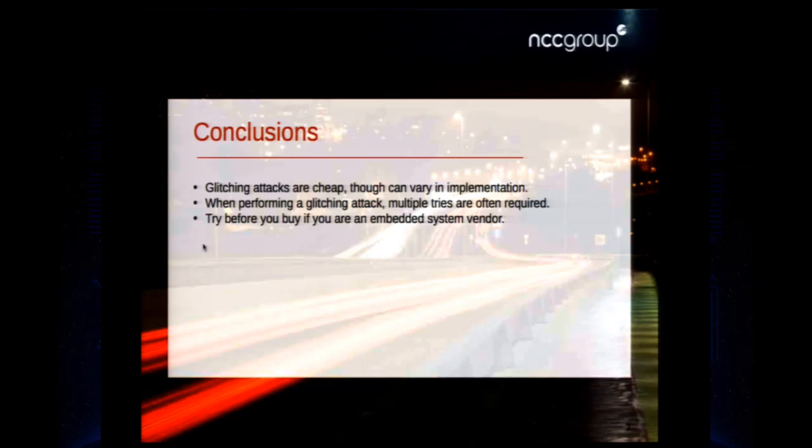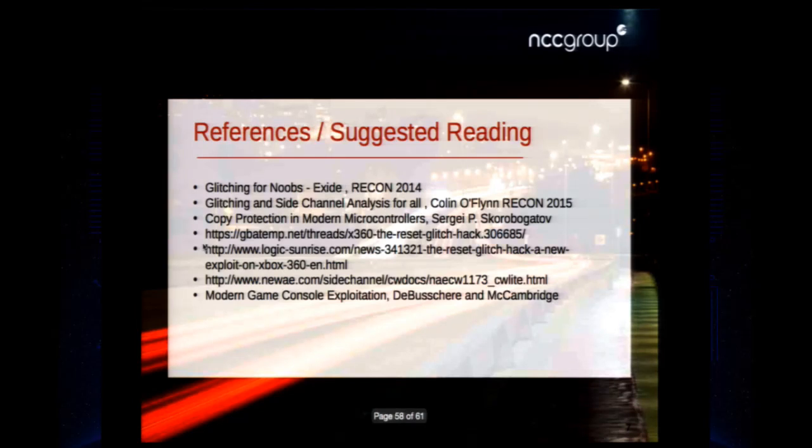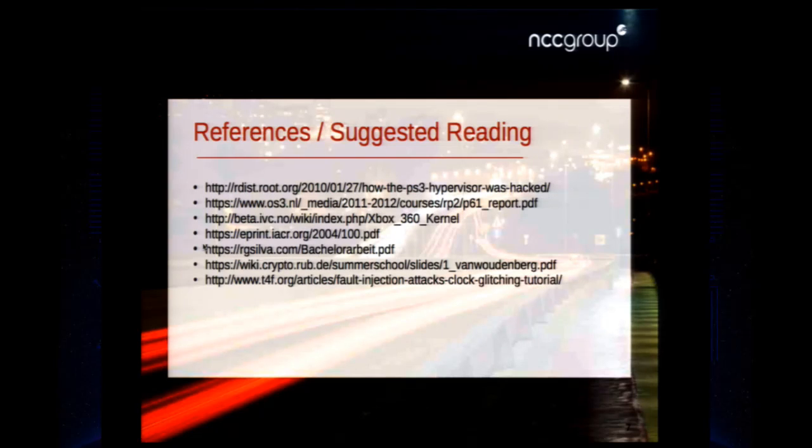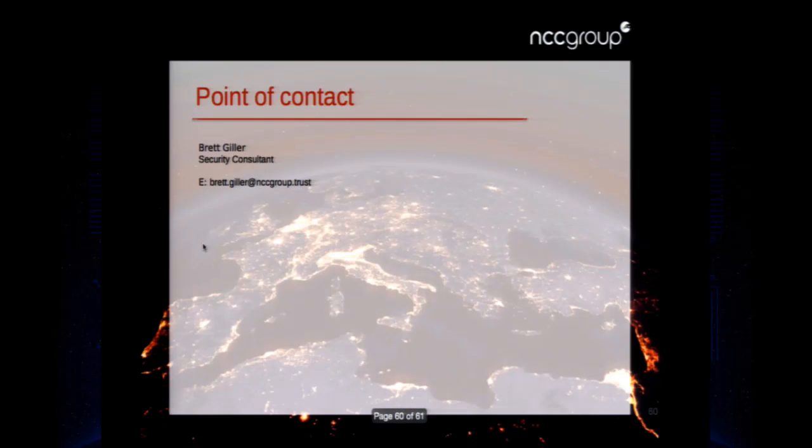So here are the conclusions. Glitching attacks are cheap, but they vary greatly in implementation. When performing a glitching attack, multiple tries are often required. And if you're a vendor, you should try before you buy. So yeah, this is what I have, and these are some of the materials I suggest reading.